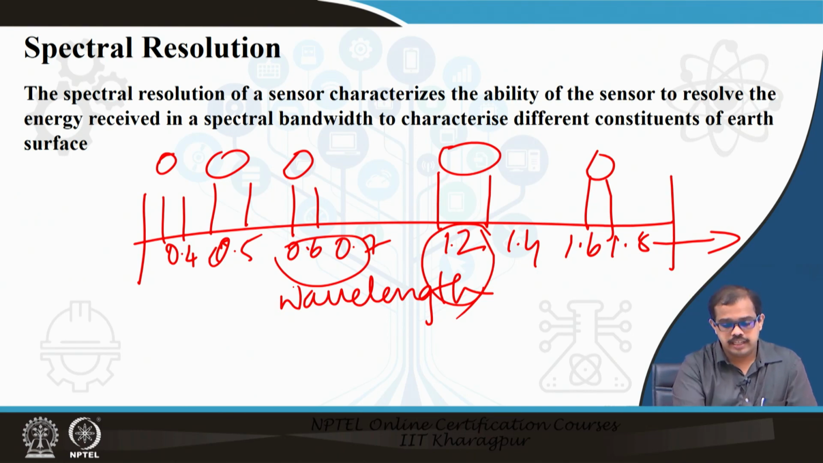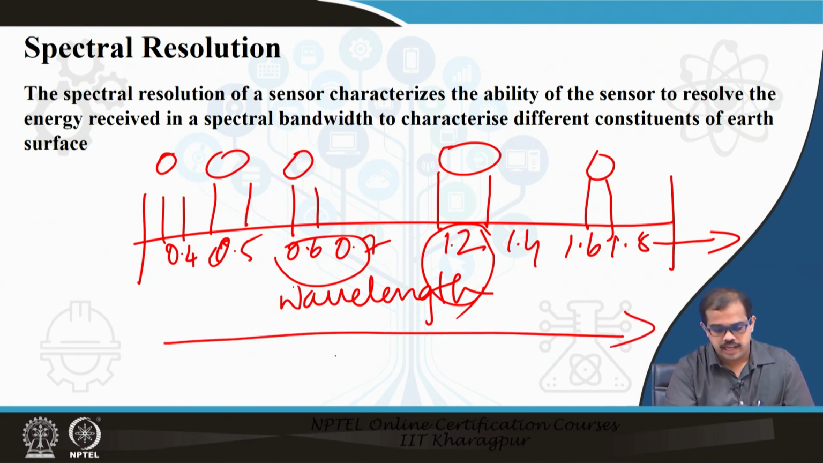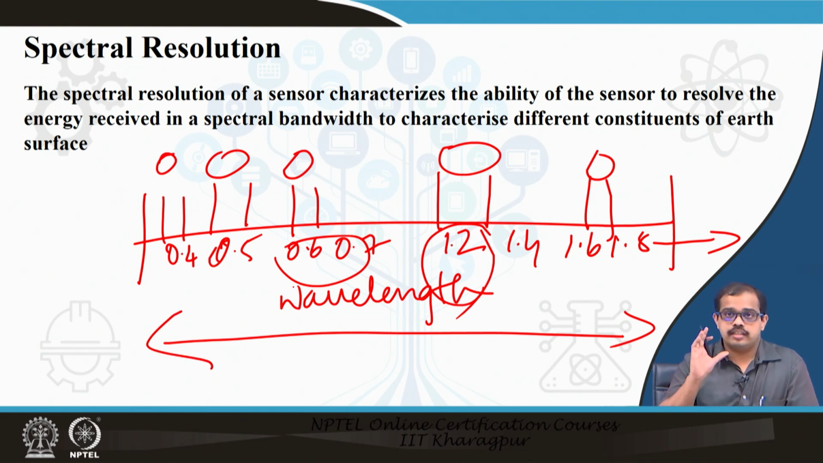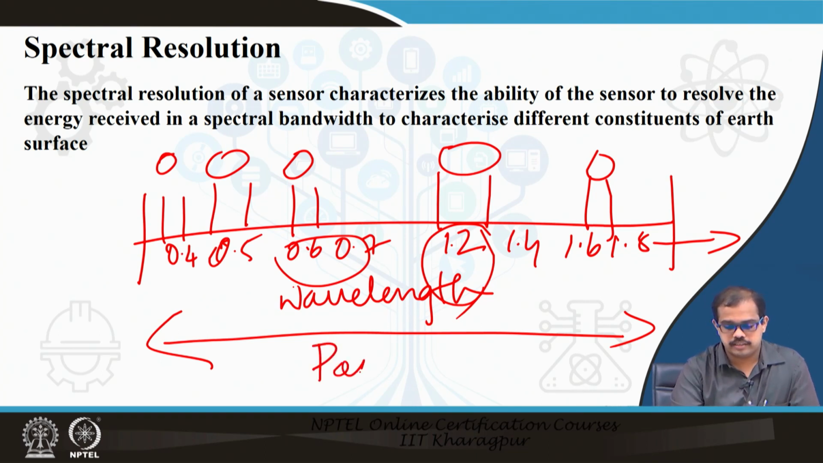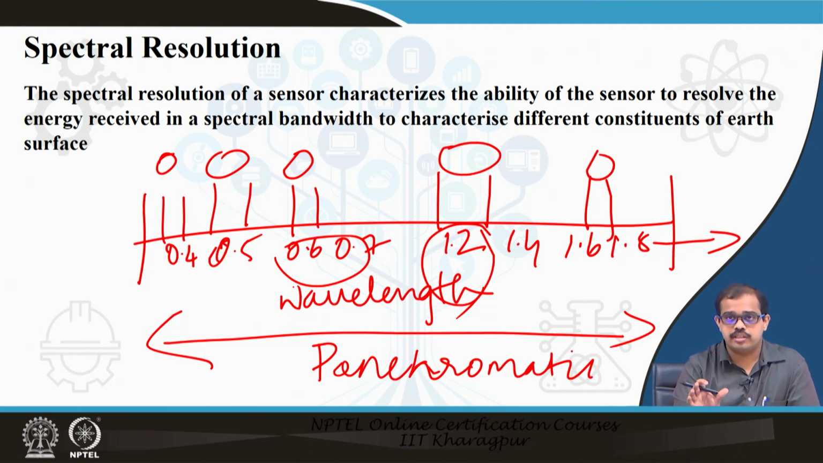If a satellite is capturing the entire electromagnetic spectrum in a single sensor, okay, then it is called a panchromatic band, or a pan band. This means that the entire spectrum is captured. It may be this entire spectrum, or whatever spectrum range it captures. When it captures that, it is said to be a panchromatic image. Okay, specifically it is normally done until here.